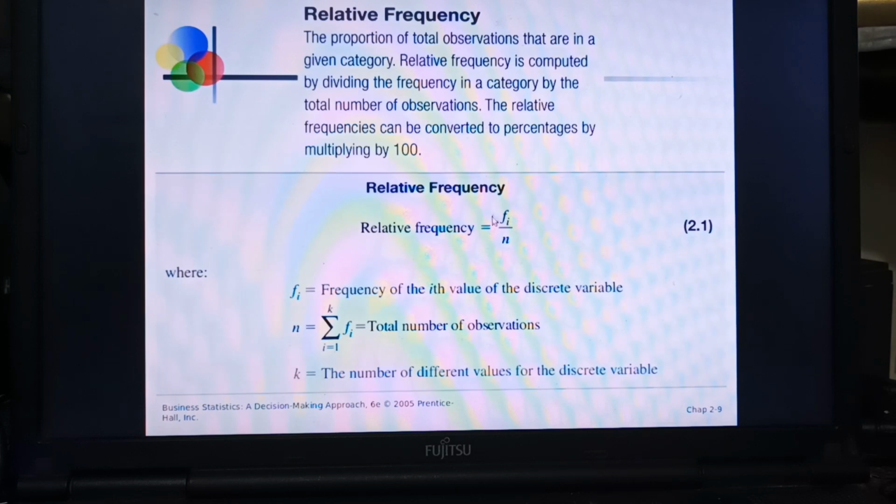Given in this formula, where f sub i is the frequency of the ith value of the discrete variable, and n is the summation of f sub i from i equals 1 up to k, or the total number of observations, and the k is the number of different values for the discrete variable.